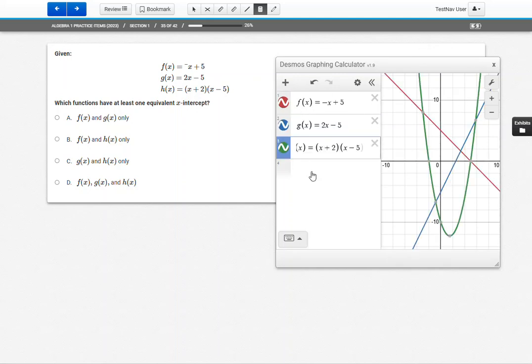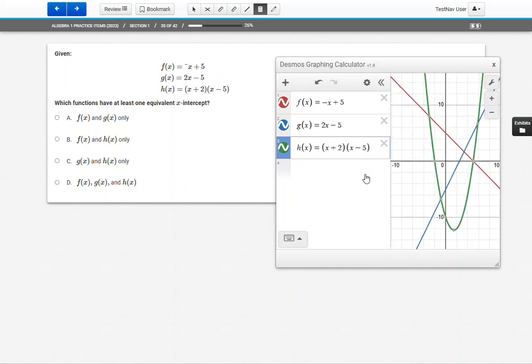All right, so I graphed all of my functions, and we're looking for graphs that have at least one same x-intercept. It looks like the green and the red. So I'll take off the blue. These two have the same x-intercept right there. Okay, so f of x and h of x only.